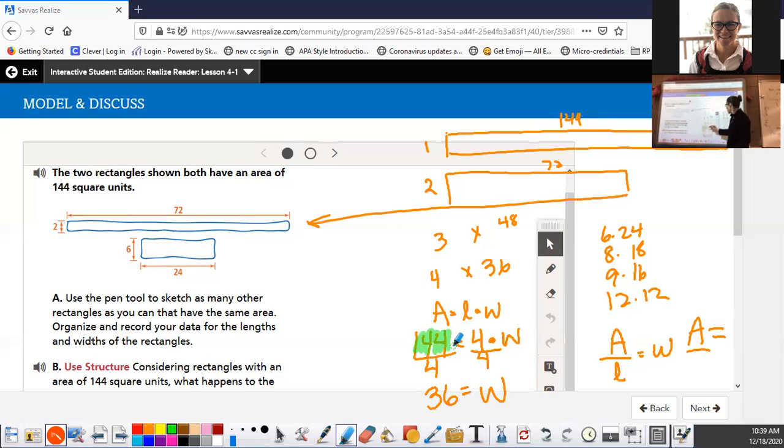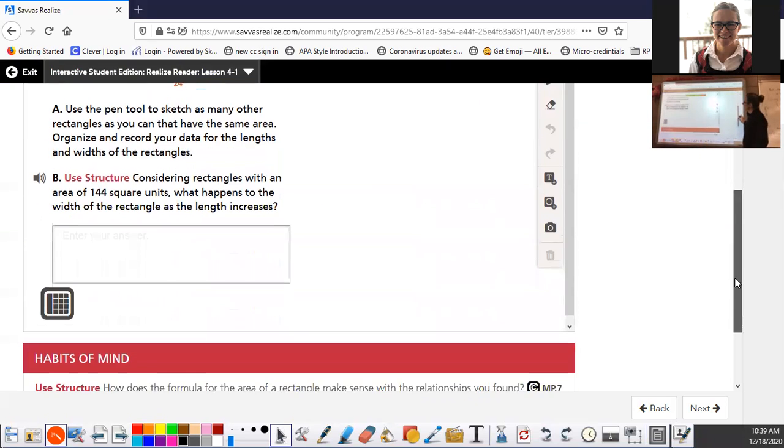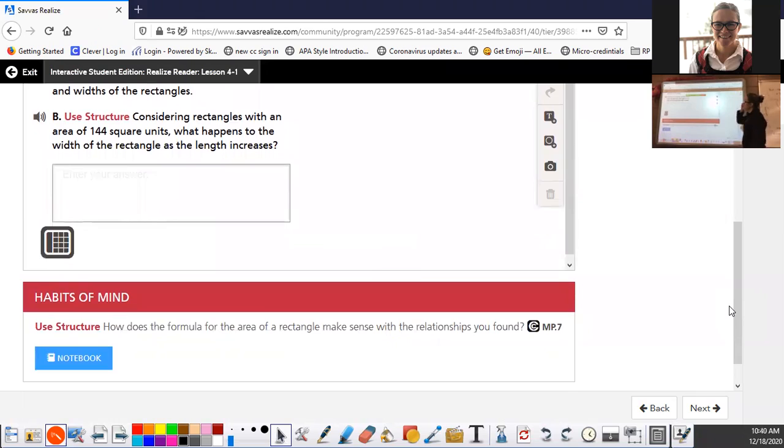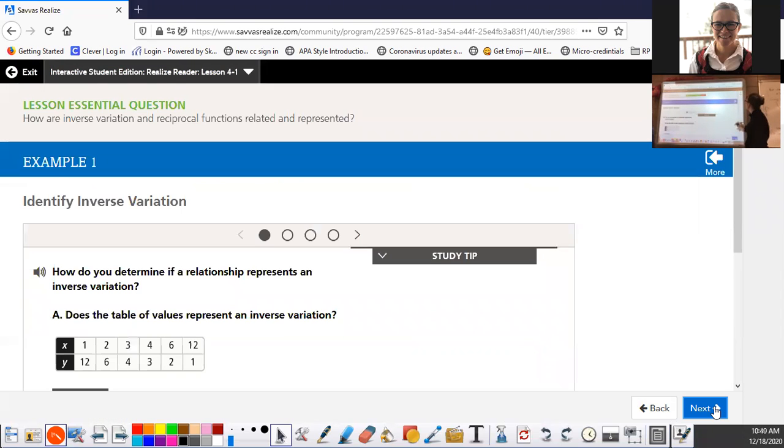So here's our 144, and that was a fixed area. And then dividing by the length would give me the width. If I divided by the width though, I would get the length. So if one goes up, the other goes down. That's a trademark of the inverse functions we're talking about. And I think we've answered pretty solidly B. Always looking at our habit of mind, we're thinking, how does the formula for the area of a rectangle make sense with the relationship we found? Do you need to go back, time hop a couple? Use your pen. Because you should be able to answer that based on what we talked about so far.